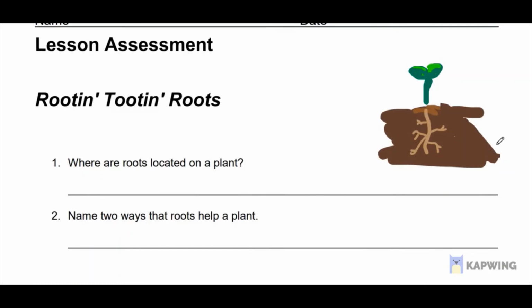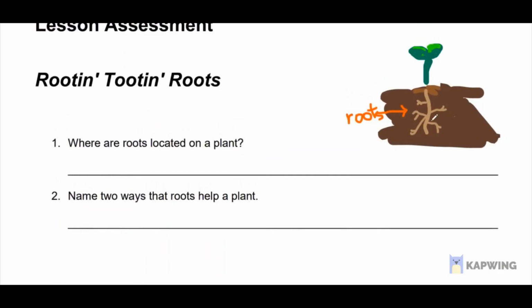Okay. Alright, so roots. Where are roots located on a plant? Should be pretty clear. Underground. Oh, that was supposed to be an arrow. That's your root. Roots. Space for an S here. Okay. Name 2 ways that roots help a plant.